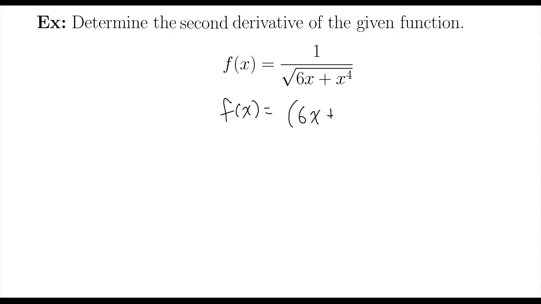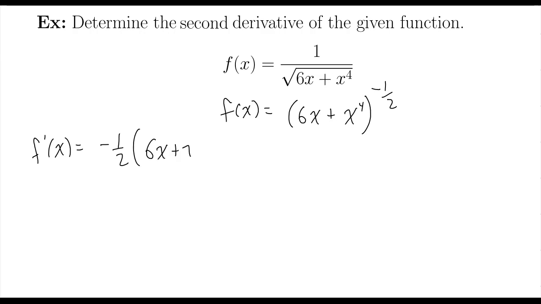6x plus x to the fourth raised to the negative 1/2 power. Why negative? Well, because it's in the denominator, right? So here we go. Now I'm going to treat this like x to the negative 1/2 power. I would use the power rule in that case. So the derivative would start off looking like the power rule. Bring down the negative 1/2, leave the inside piece alone, subtract 1 from the exponent.